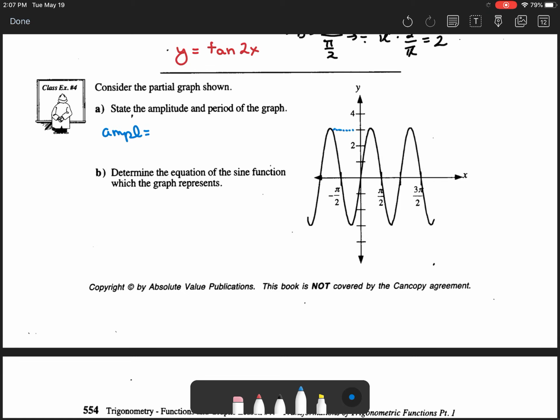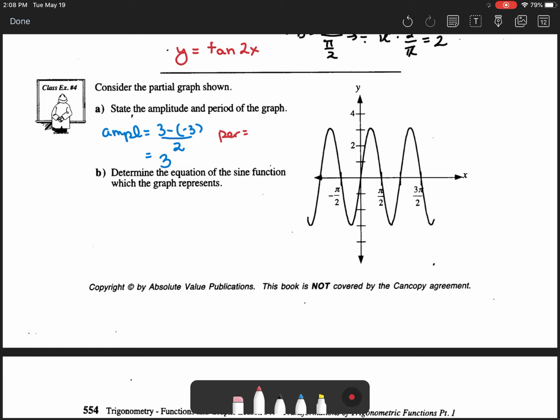The max that this graph goes is 3. So there's the max minus the minimum, which is -3. Then I divide by 2. So 3 minus -3 is 6, divided by 2 is 3. So there is my amplitude. The period length, remember, is the length of time it takes the graph to do one complete cycle.